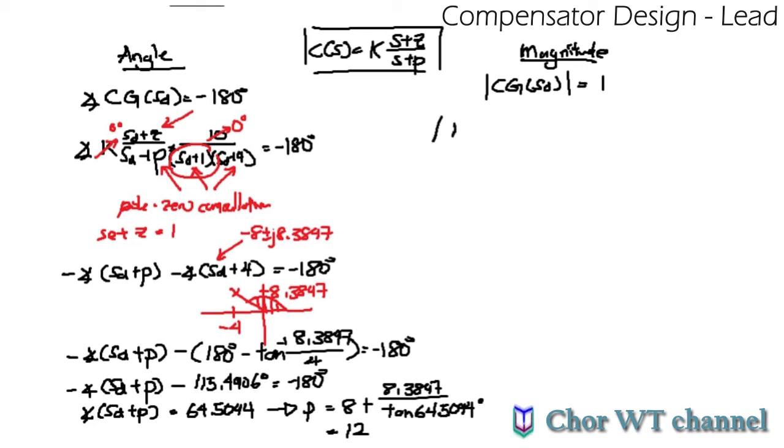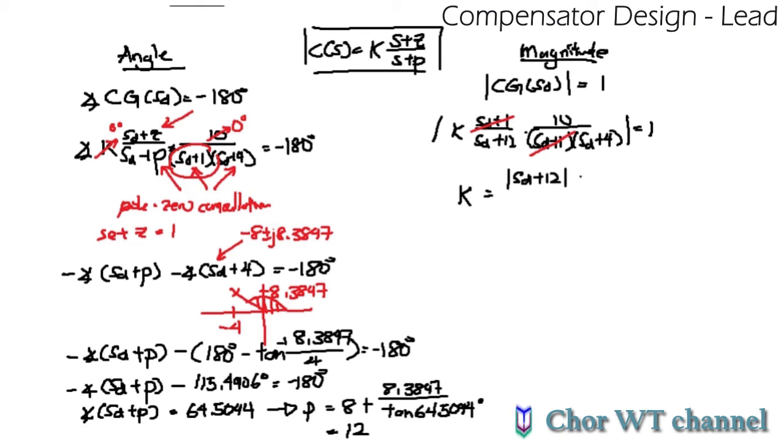So we're going to have the magnitude of K times SD plus 1 over SD plus 12, multiplied by our plant, 10 over SD plus 1 times SD plus 4, equals 1. As mentioned earlier, one good thing here is that by setting the value of the zero for the pole zero cancellation, you actually ease our calculation. So these two terms will cancel each other off. Our gain K will be equal to the magnitude of SD plus 12 multiplied by the magnitude of SD plus 4, divided by 10.